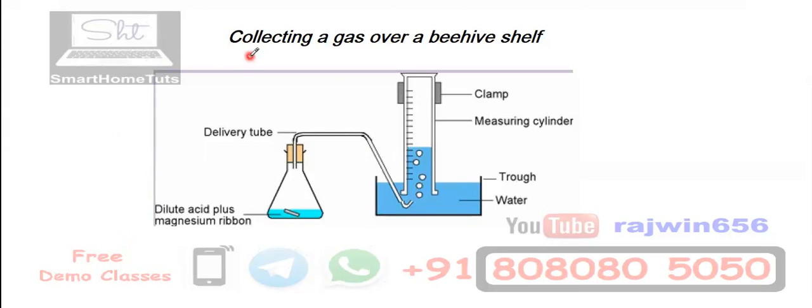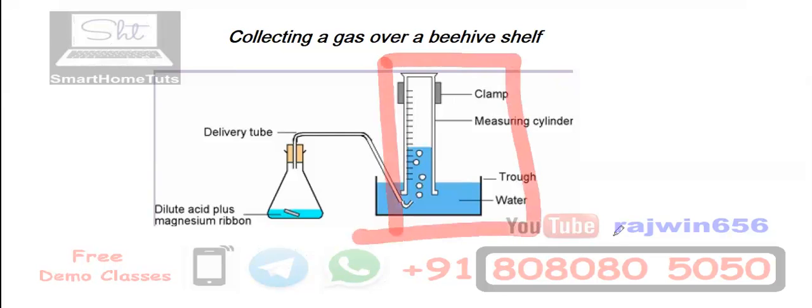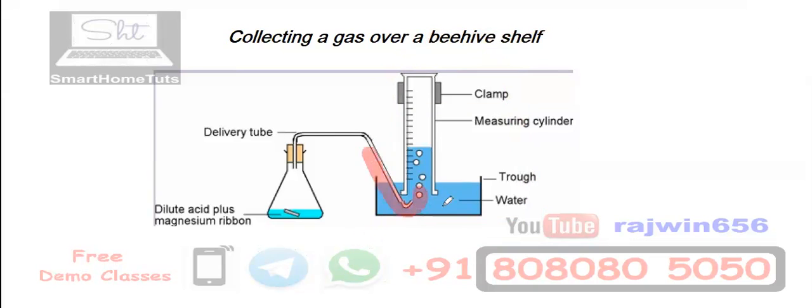Okay, this is the next method that we are considering, collecting a gas over a beehive shelf. Now this arrangement that you are seeing for collecting a gas, we call it a beehive shelf. With the help of a delivery tube, the gas will be collected in an inverted gas jar over water. There is a glass trough, and a measuring cylinder with which we can measure the volume of the gas collected. Initially, the water will be filled up to the top.